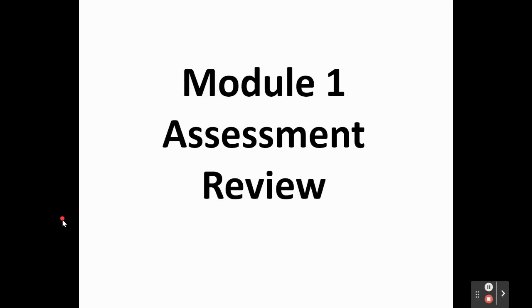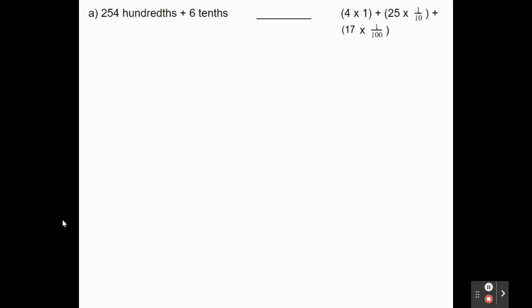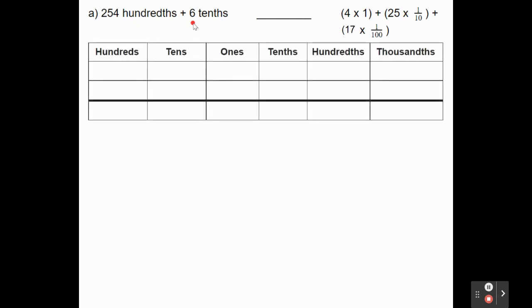Today we'll be reviewing for the Module 1 assessment. Let's start by comparing these two numbers represented in different forms. We're first going to start by rewriting this first problem, Part A, in standard form. Let's do that in a place value chart.